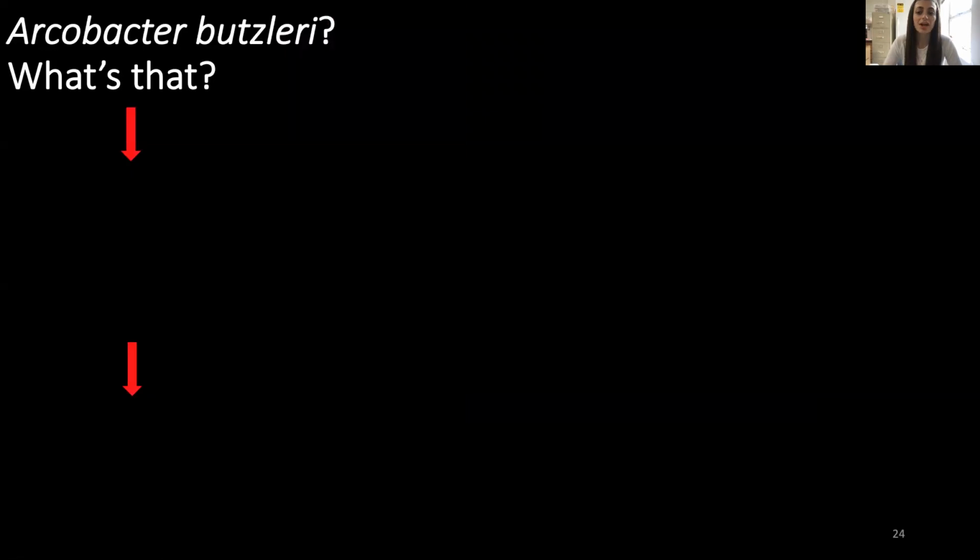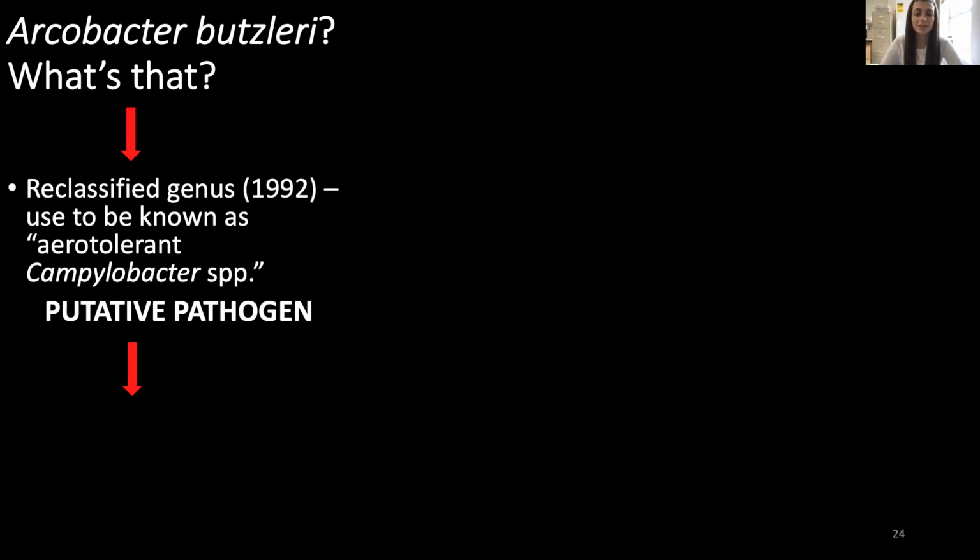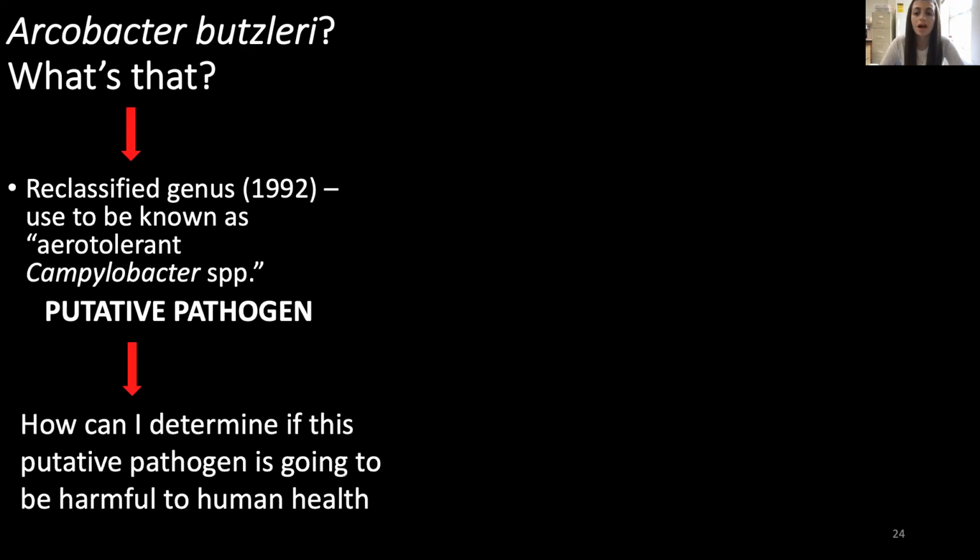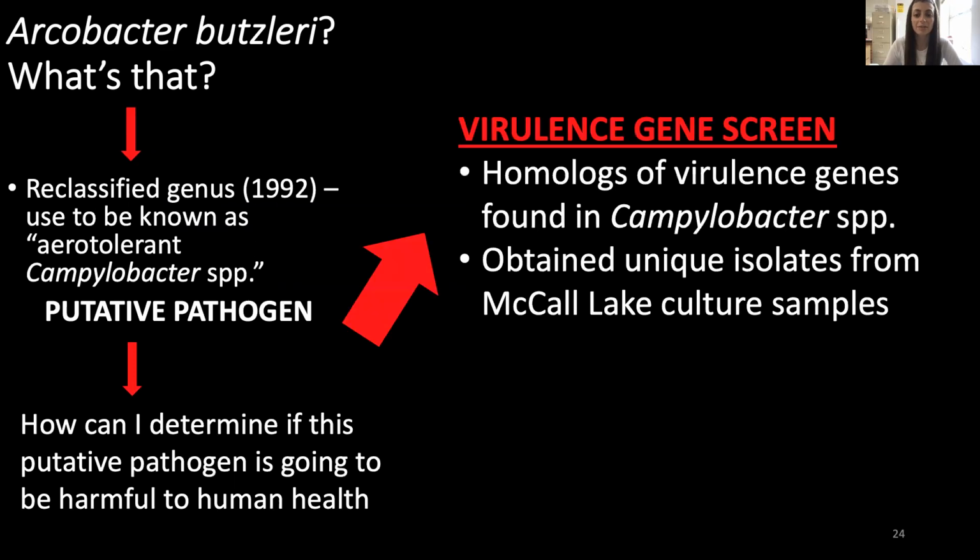So as a reminder, Arcobacter butzleri is a relatively new genus that was derived off of Campylobacter 20 years ago. It is a putative pathogen. It is known to be more hardy than its weaker sister Campylobacter. Due to the unknown nature of this organism, we sought to isolate it to determine its virulence potential. Homologs of virulence genes in Campylobacter were chosen to test against isolates from McCall Lake culture samples.